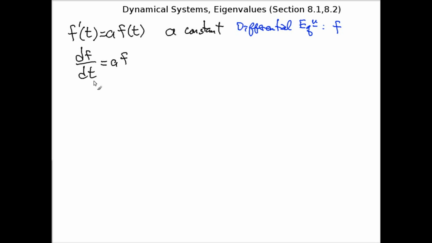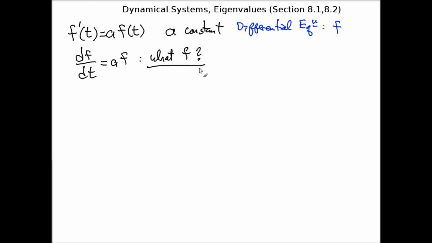So another way to write it is this. I'm describing a function f in the following way. I'm saying, please tell me a function f whose derivative is a constant multiple of itself. And this is a differential equation because it involves a differential. And the solution is the function f. The question is, what f makes this true?